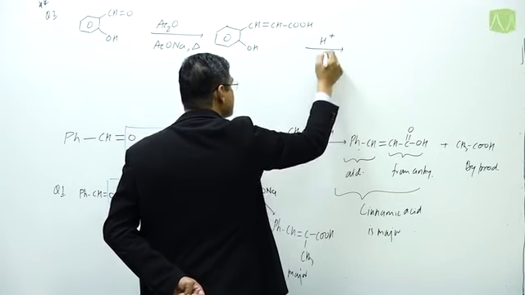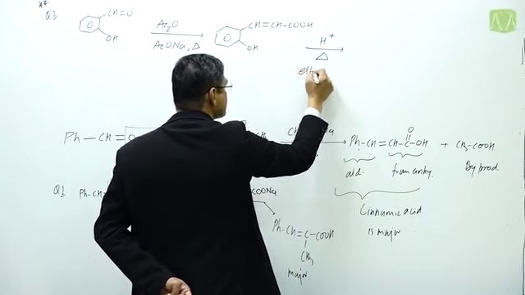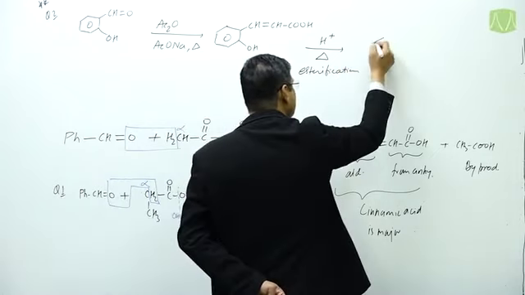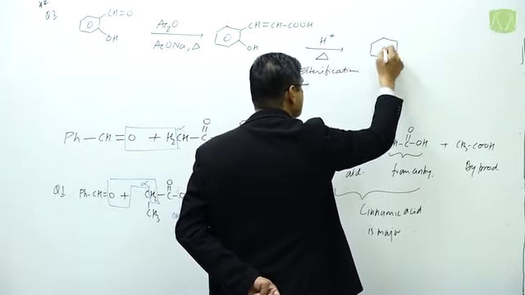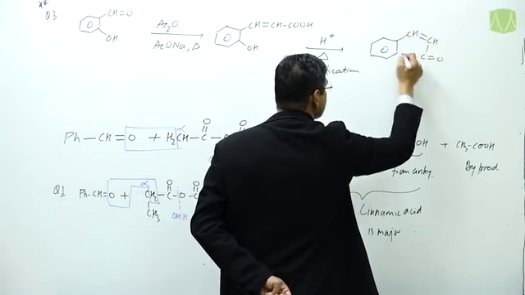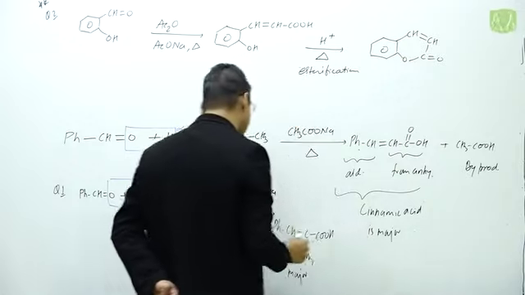Then after acidification and heating, esterification takes place. So after esterification, CH=CH-C=O, this molecule is obtained.